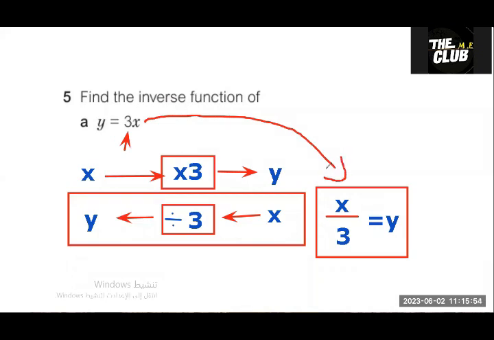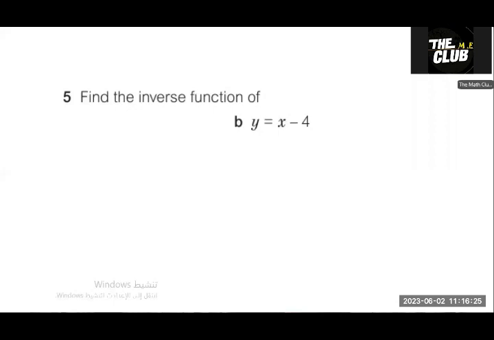Now let's move on to the next ones. We're going to follow the same steps. We're going to write the function, and then we're going to find the inverse function, and then we're going to write the inverse function again. Now let's move on to B. In question B, y equals x minus 4.